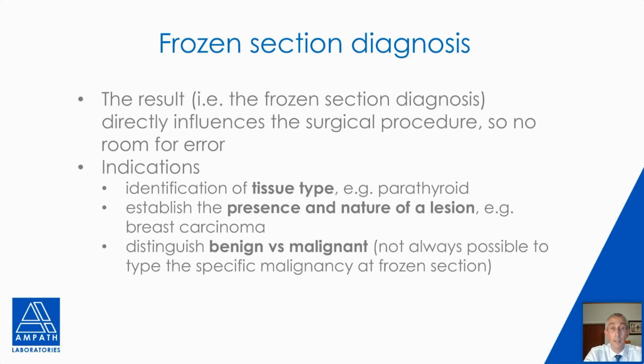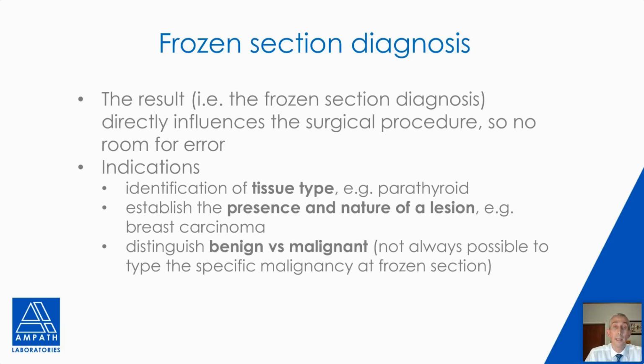Frozen sections are also requested to discriminate between benign versus malignant tumors, although it's not always possible to type the specific malignancy. Here I may mention an example of a testis mass in the epididymis. A benign tumor is, for instance, an adenomatoid tumor. And if that is the case, a simple local excision will suffice. However, if it is a germ cell tumor, one has to do a completion orchidectomy.